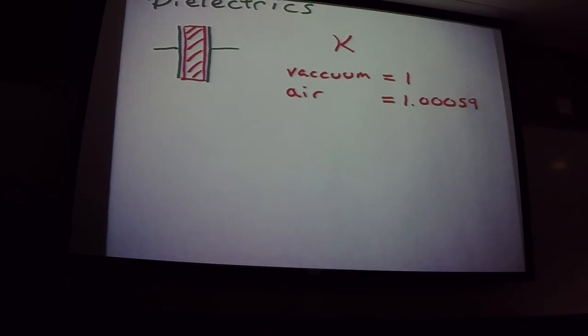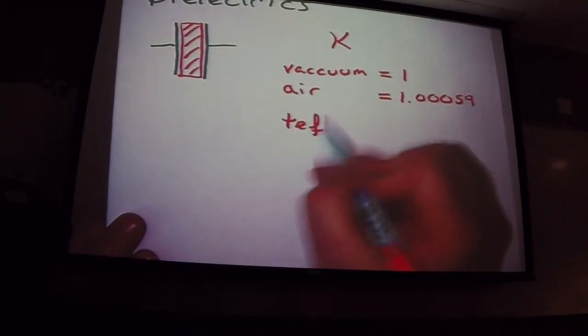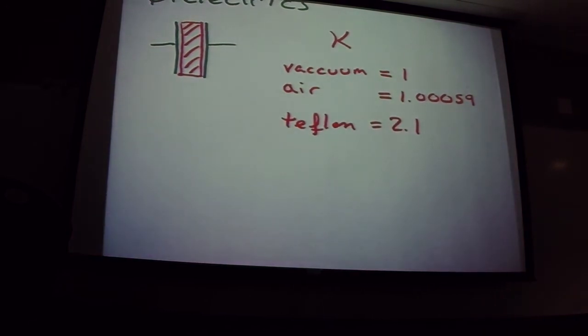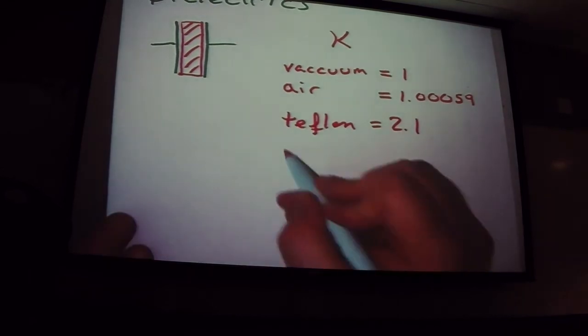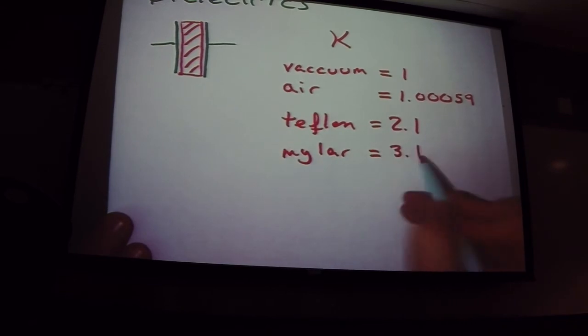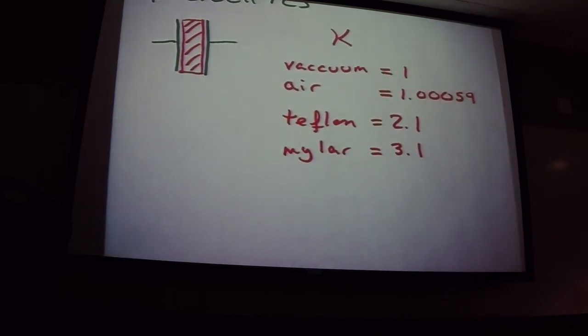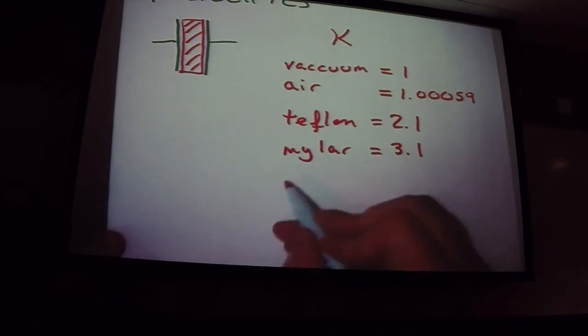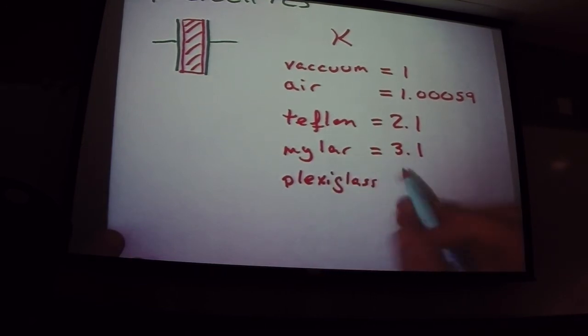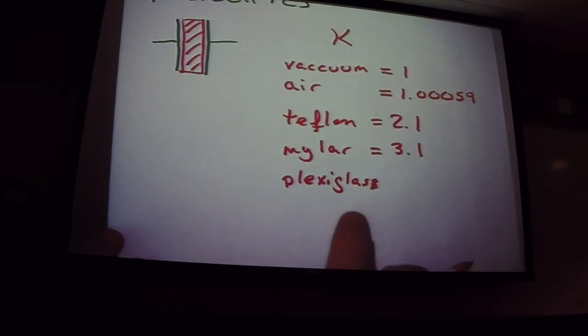Teflon, that's interesting. Teflon is 2.1. Mylar, 3.1. Plexiglass. There we go. Plexiglass only has 1. Oh, that's cute. I love this. I'll show it to you.